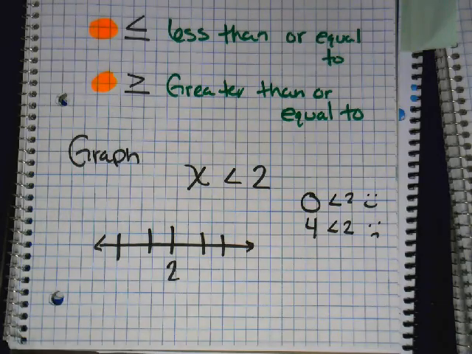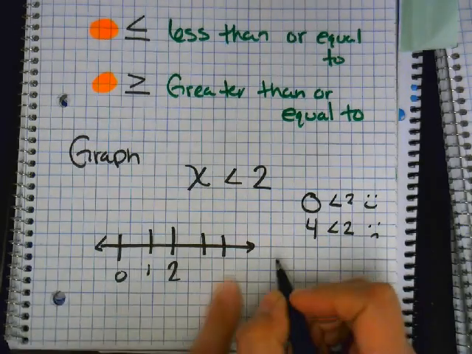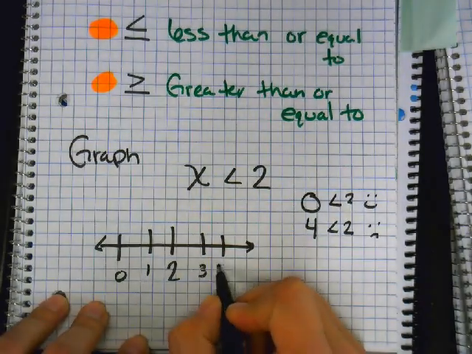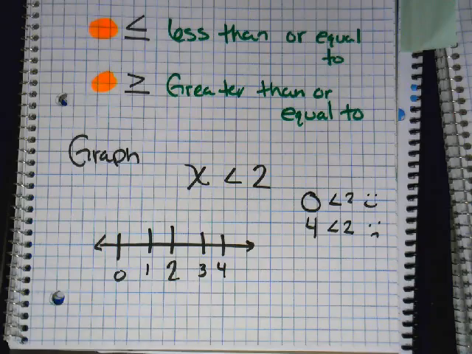All right, what are the 2 numbers below? 1 and 0. What are the 2 numbers above? 3 and 4. Okay, so 2 numbers above, 2 numbers below. Good practice of your number line. Okay, now, open or close circle.